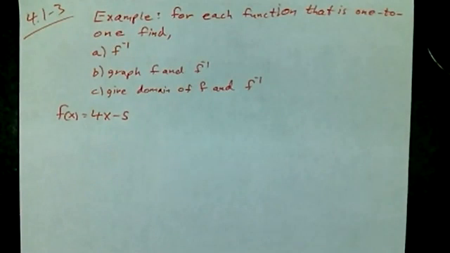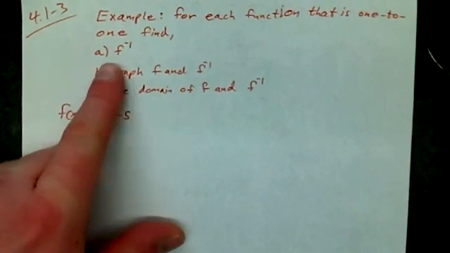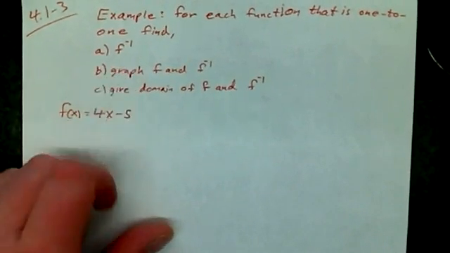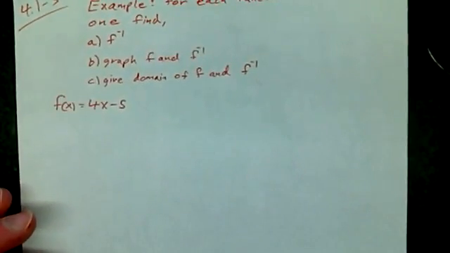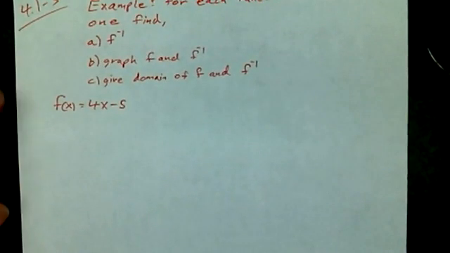Okay, guys, two quick examples here. For each function that is one-to-one, find the inverse function, graph f and f inverse, and give the domain of f and f inverse. So here's what they give us. f of x equals 4x minus 5.